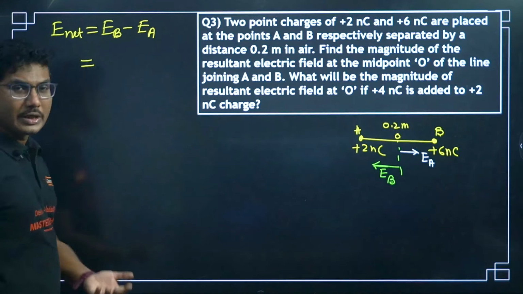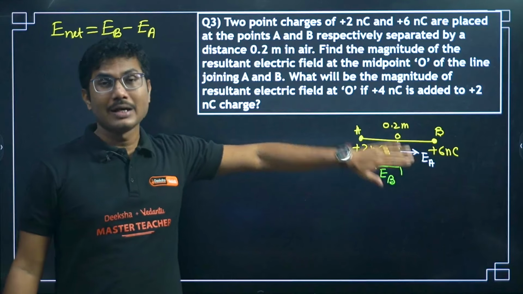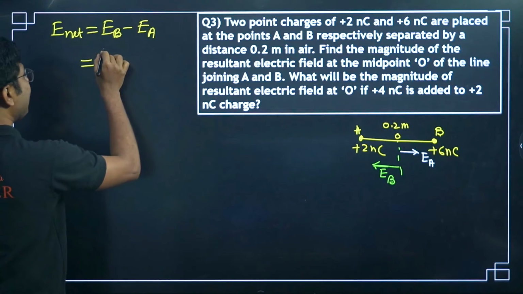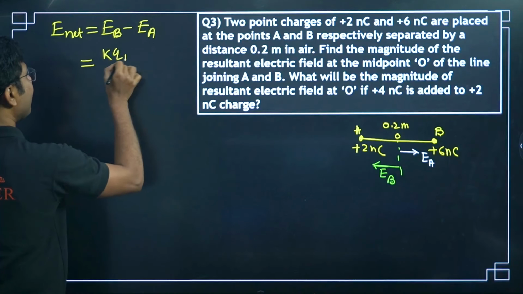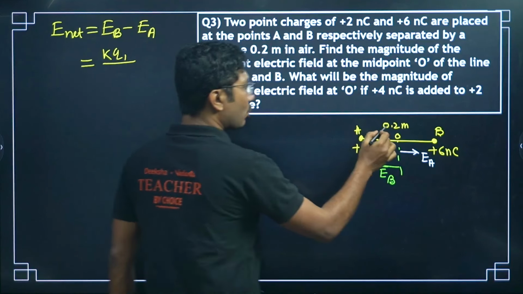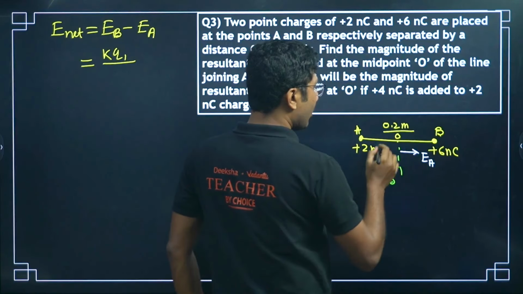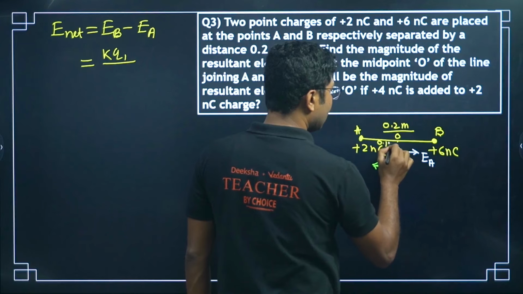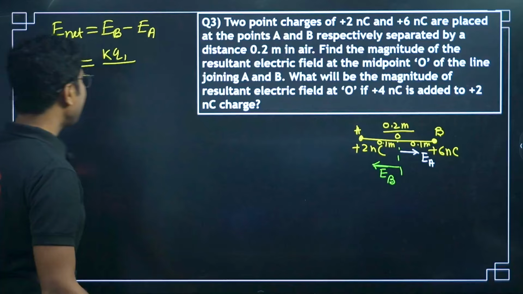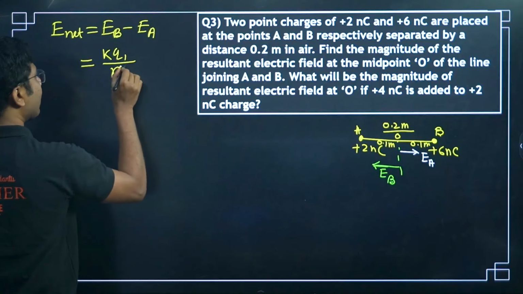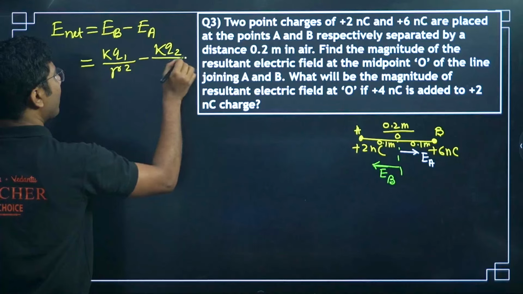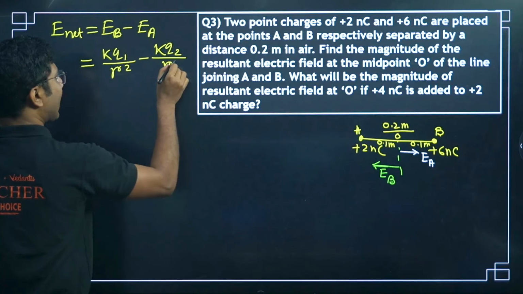Now, here both magnitudes are not the same. Be careful, magnitudes are not same because charges are different. So, what is EB? KQ1 by R square, the distance is same. Now, total distance is 0.2 meter. Okay. So, this distance will be 0.1 meter and this one will also be 0.1 meter, right, no doubt about that. So, KQ1 by R square minus KQ2 by R square. R is same.